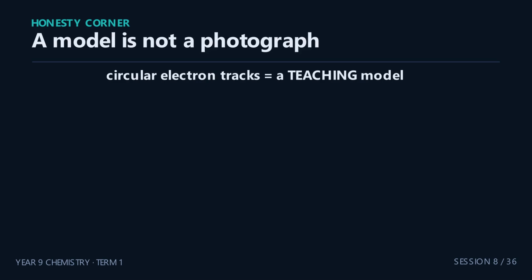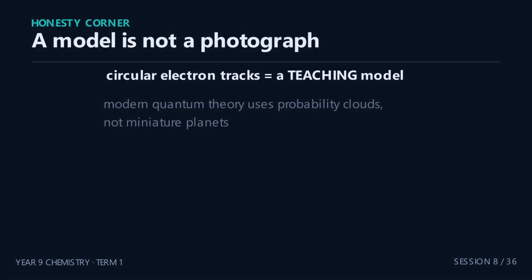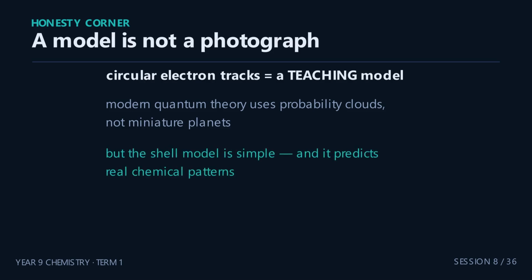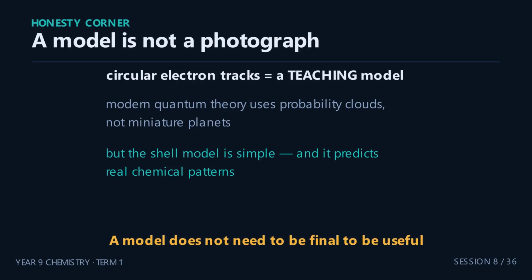One honest note before the recap. The diagram of electrons on neat circular tracks is a teaching model, not a photograph. Modern quantum theory describes electron positions with probability clouds, but at key stage 3, the shell model earns its keep. It is simple, and it predicts real chemical patterns. A model does not need to be final to be useful.